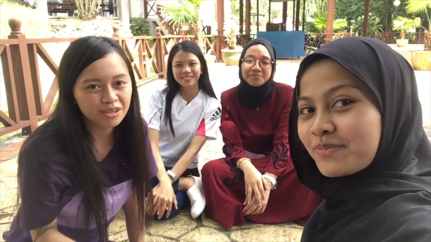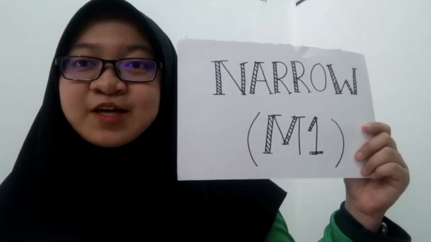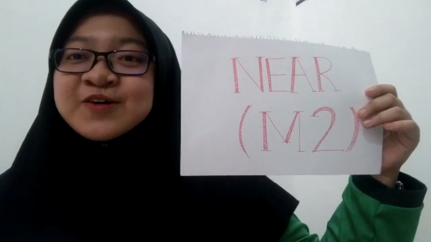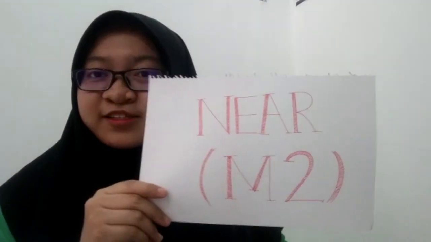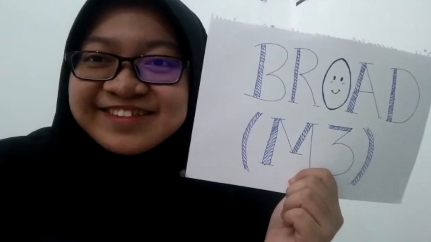We have a question for you. What are the methods used by the central bank to supply money? The central bank uses 3 methods to supply money. The first one is called narrow money, also known as M1. The second one is called near money, also known as M2. And the last one is called broad money, also known as M3.